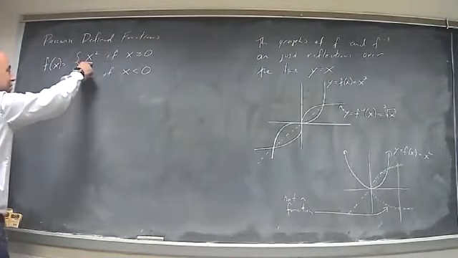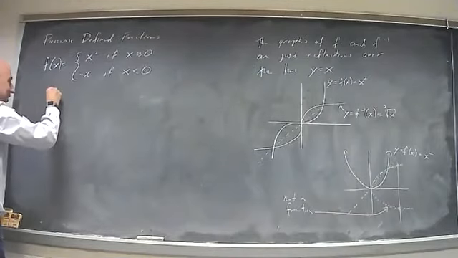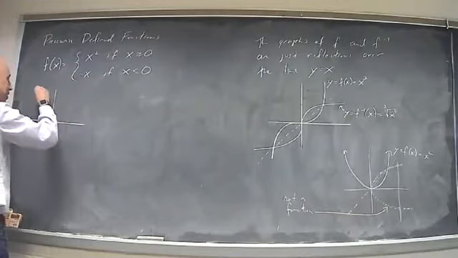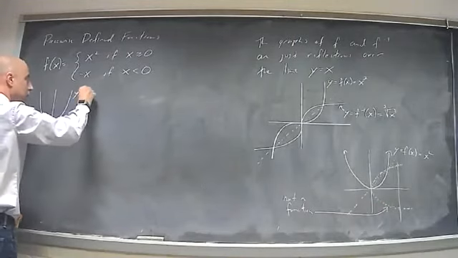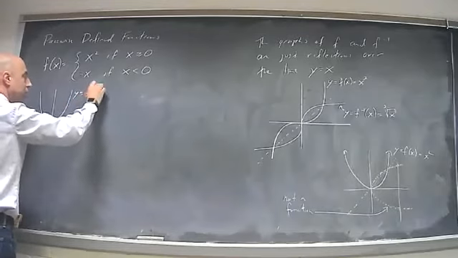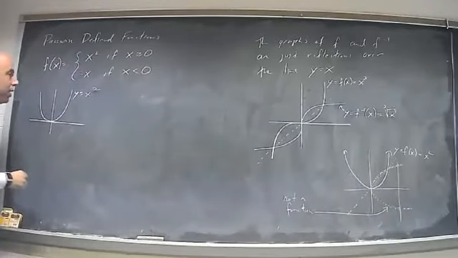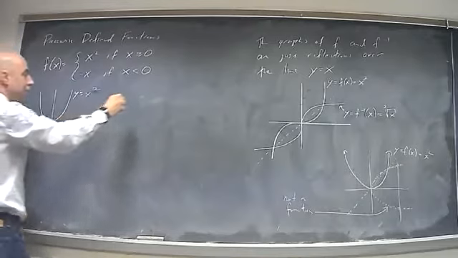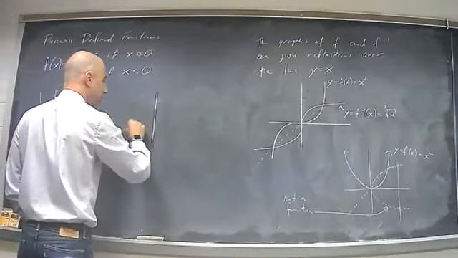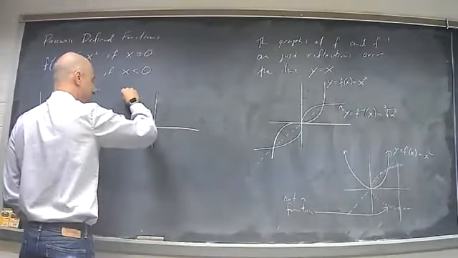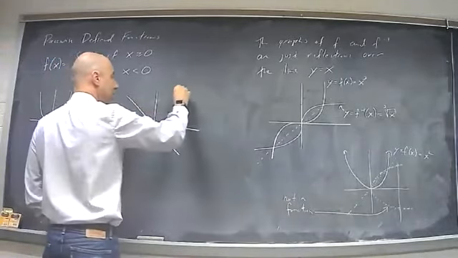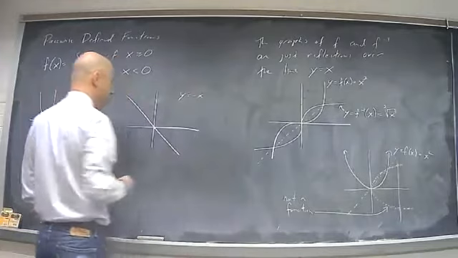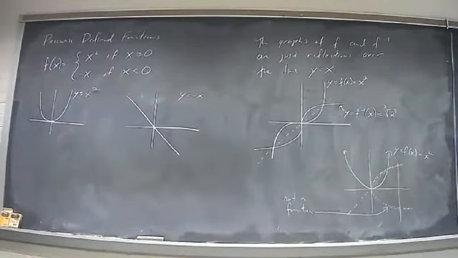Let me draw you the graph y equals x squared. I know you know exactly what it looks like. And I'll also draw you the graph y equals minus x. Y equals minus x is a line going downhill at 45 degrees. In other words, the line going through the origin with slope minus 1.